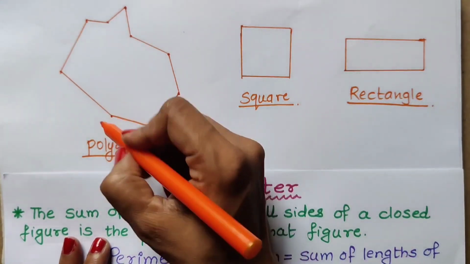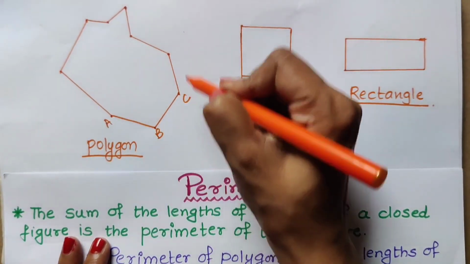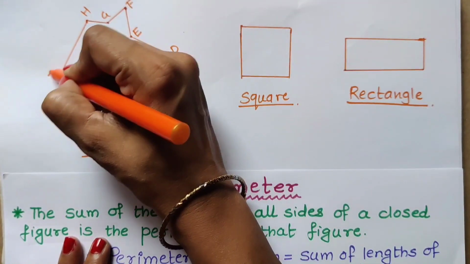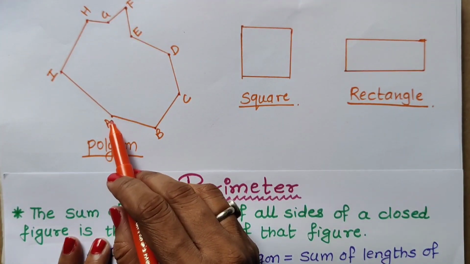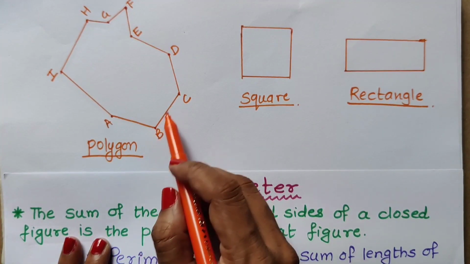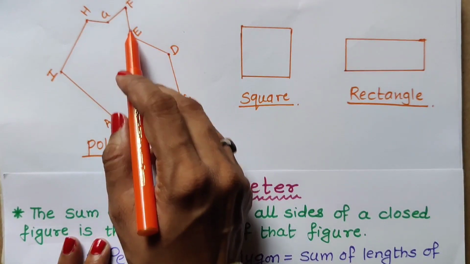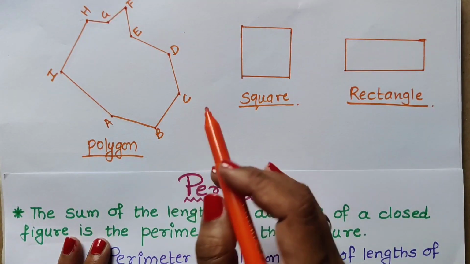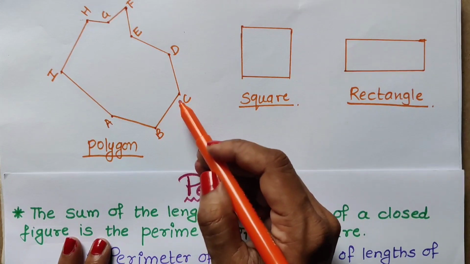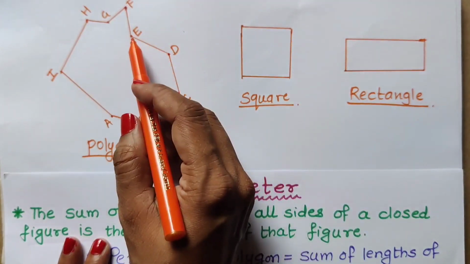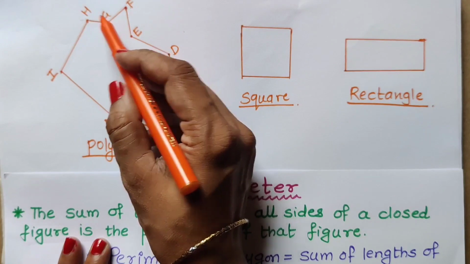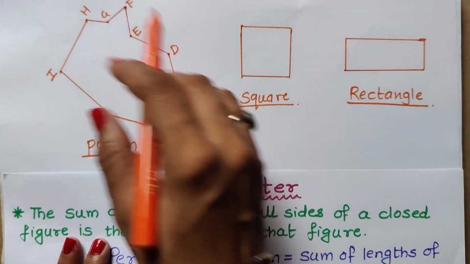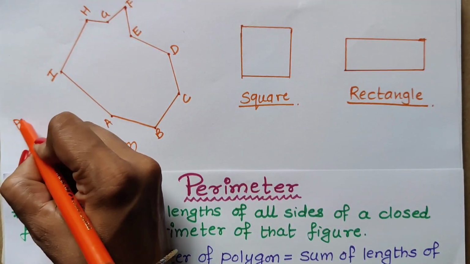If I write here the points A, B, C, D, E, F, G, H and I, what we have to do is measure the length of side AB, then BC, CD, DE, EF, FG, GH, HI and AI. Then we have to add all the lengths: length of AB plus length of BC plus length of CD plus length of DE plus length of EF plus length of FG plus GH plus HI and plus AI. In this way we add all the lengths to find the perimeter of this polygon.